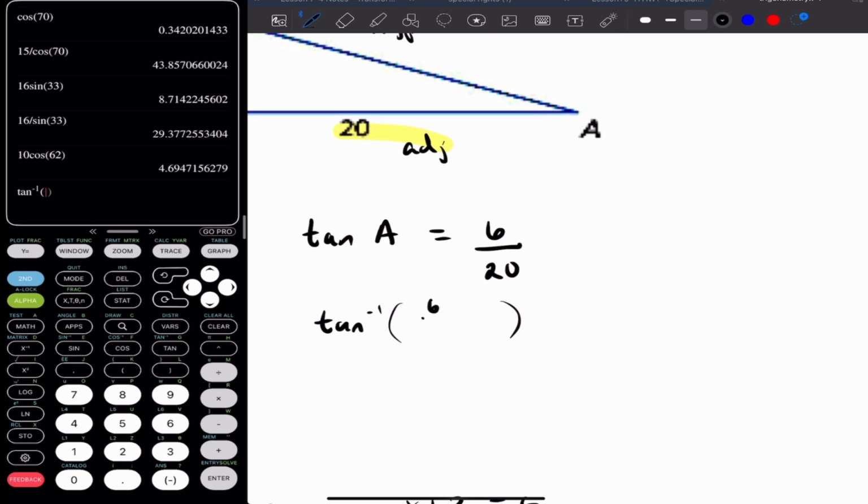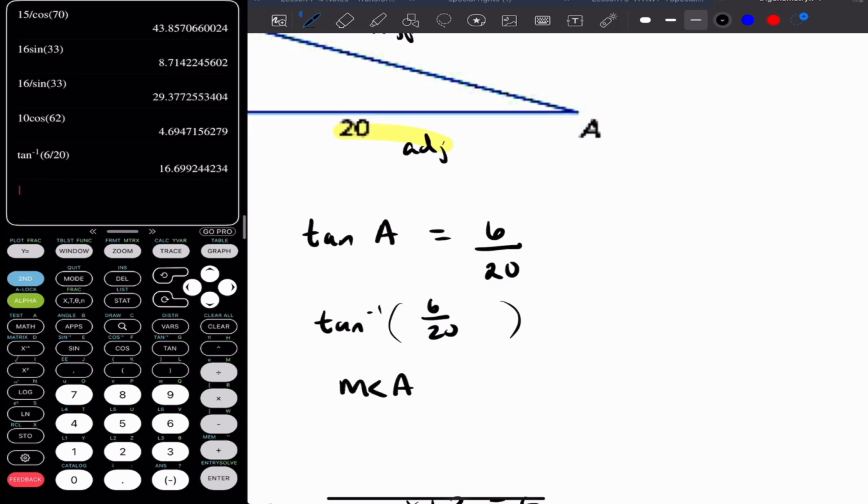We're gonna write 6 over 20. So put 6 divided by 20 and hit enter. The measure of angle A. So how long is this angle here? It is approximately 16.7 degrees.